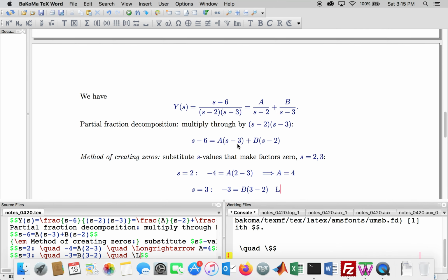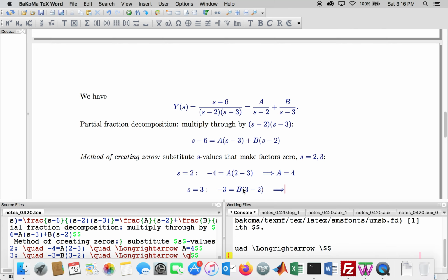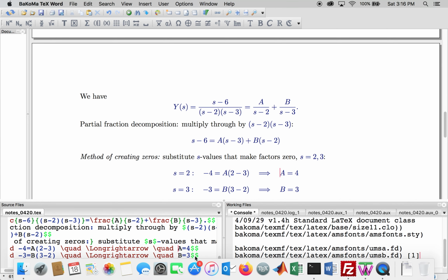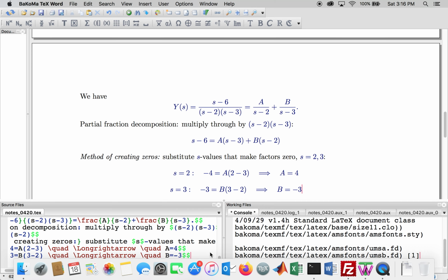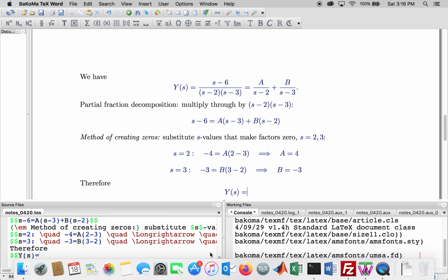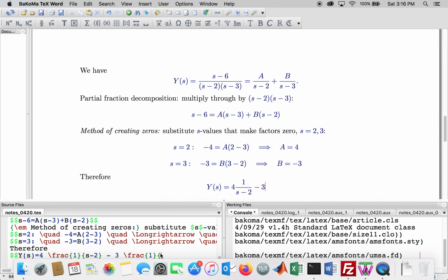So what we get from that is 1 times B is equal to minus 3, so B is equal to minus 3. Okay, so now the Laplace transform of our solution can be written as 4 times 1 over s minus 2 minus 3 times 1 over s minus 3.